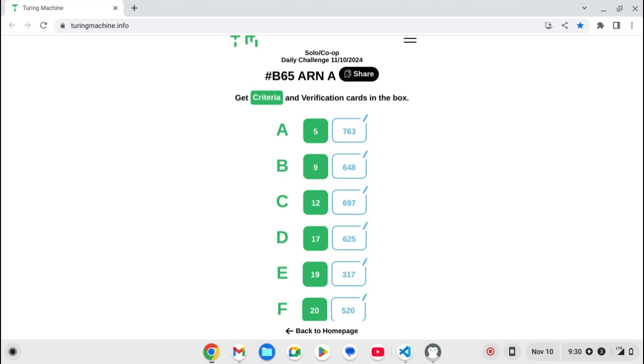Let's begin. Today's November 10th, 2024, and we're solving the Daily Turing Machine Puzzle. Today's puzzle uses the following 6 criteria cards: criteria card 5, 9, 12, 17, 19, and 20. And the puzzle uses the blue verification cards. The code above is your way to get more information on today's puzzle by searching the code on turingmachine.info. Let's go solve.